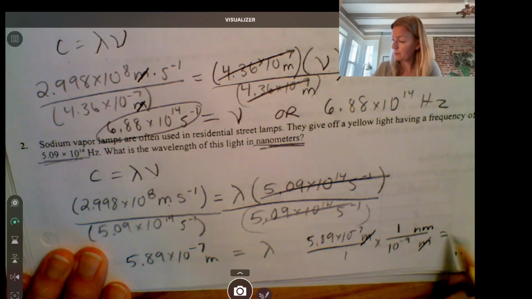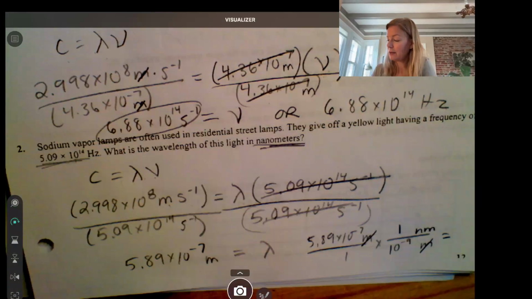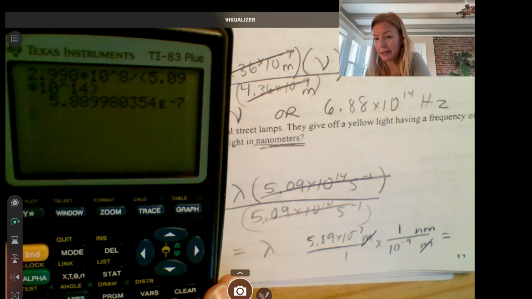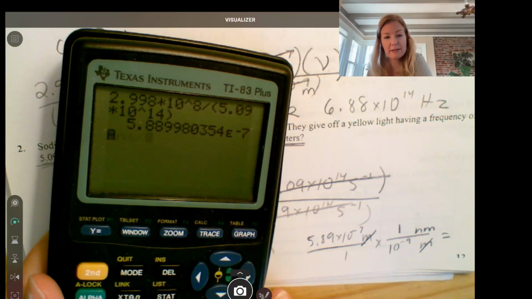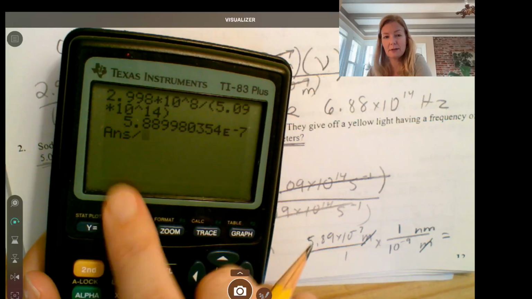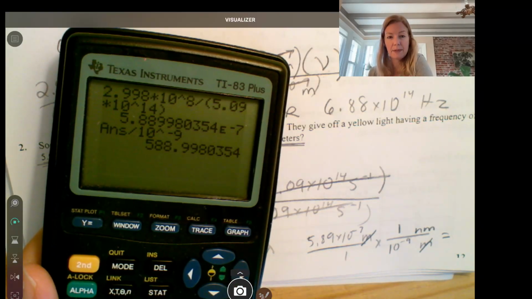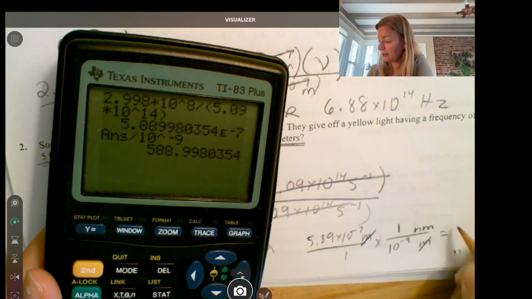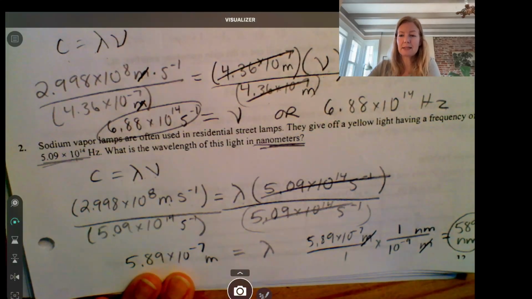Cancel meters. Okay, multiply straight across the top, you get 5.89 times 10 to the -7th. Multiply straight across the bottom, you get 10 to the -9th, and then you do top divided by bottom. Okay, so I'm just going to use the answer that was already in my calculator. Press divided by, that takes that answer and reuses it, 10 to the -9th. And you get 589 nanometers.